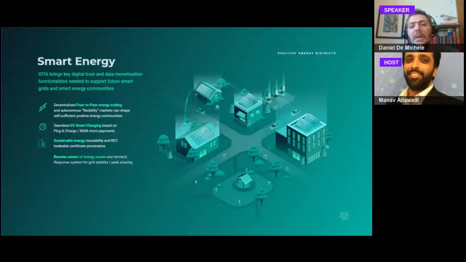So IOTA enables this. Keep in mind that IOTA is a DLT that has a value token, and you have also this data layer. So you have this two-way traffic thing in which you can send data and you can get payments back. So yeah, smart energy indeed is one of the key verticals.